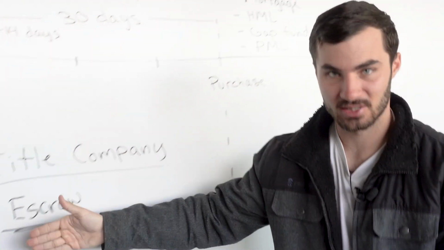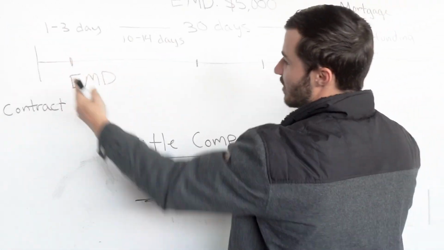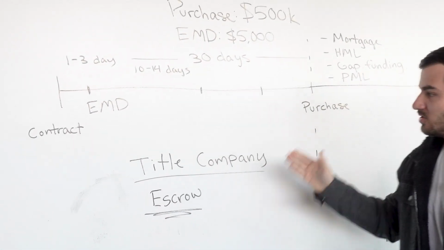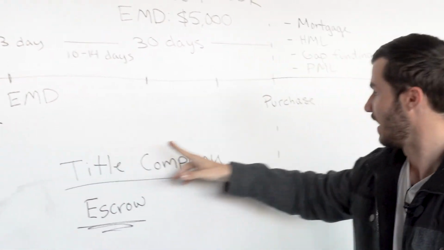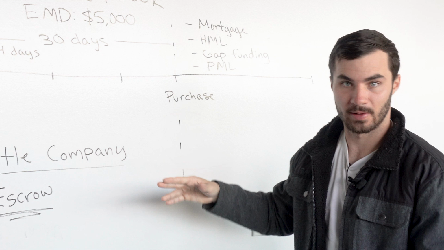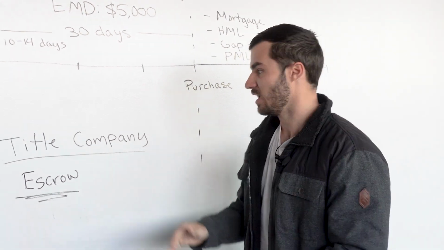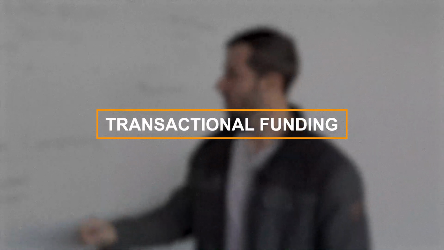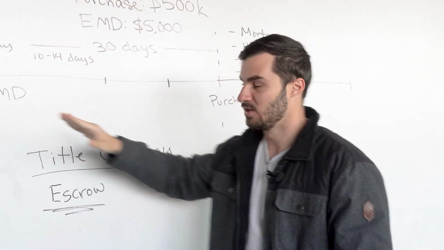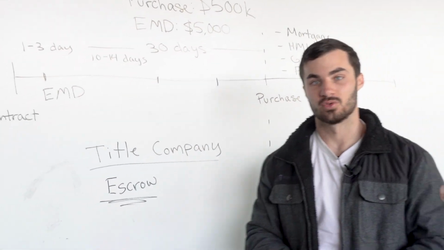But inside of escrow, this is within the transaction. And because it's within the transaction, starting when you go under contract and ending when the purchase is complete, right? That is the baseline of a transaction. And in those 30 days within the transaction, that's where you get transactional funding. Any funding that occurs between here and here, that is your transactional funding.